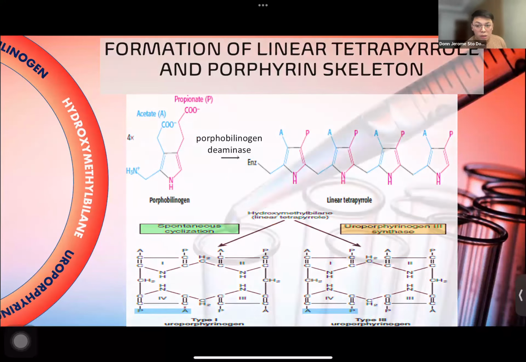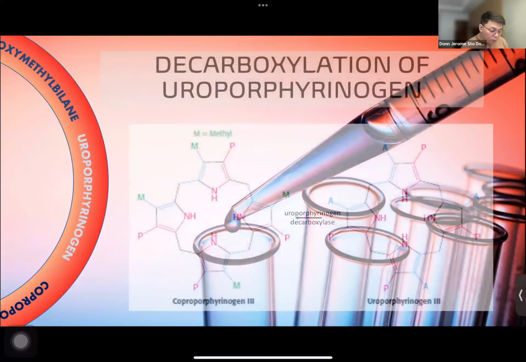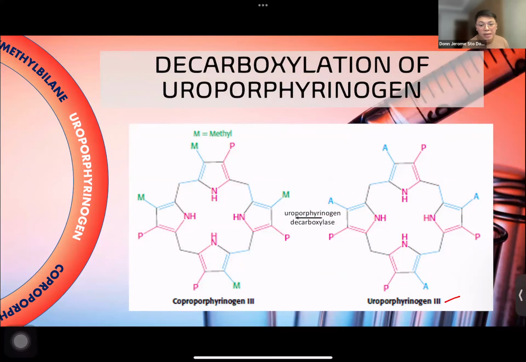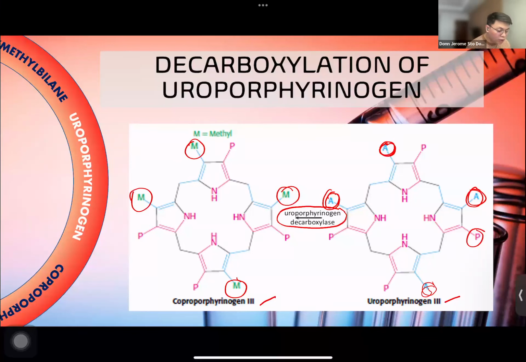Okay? Next, uroporphyrinogen, this is still in the cytoplasm, would undergo decarboxylation with the help of the enzyme uroporphyrinogen decarboxylase to form coproporphyrinogen type 3, converting the acetate side chains to methyl side chains. Again, natutunan natin kanina, this will decrease the polarity of your porphyrin.